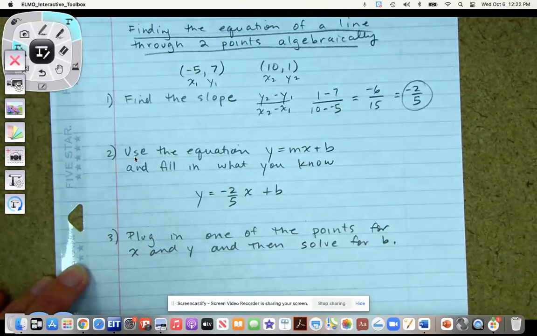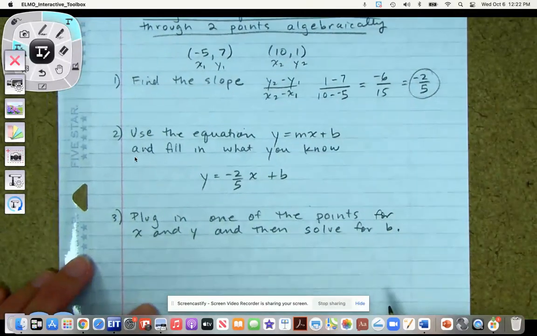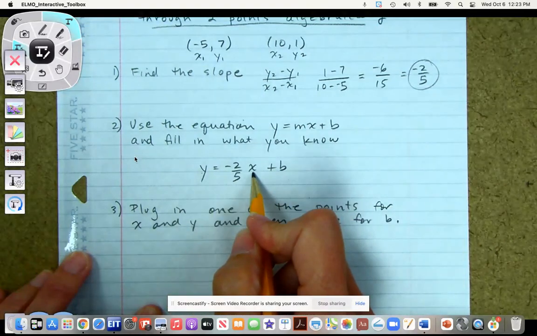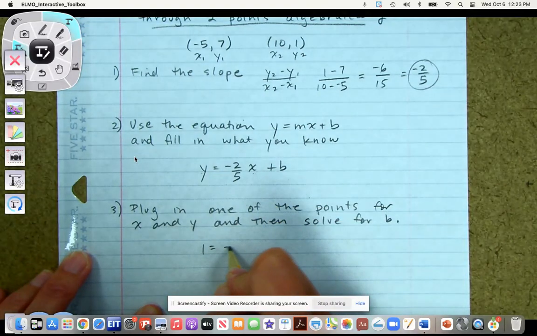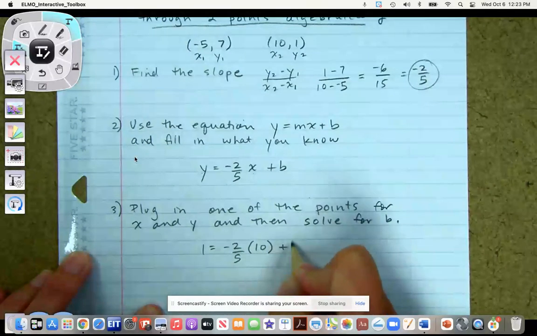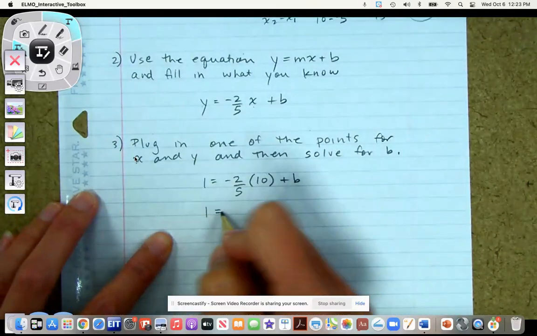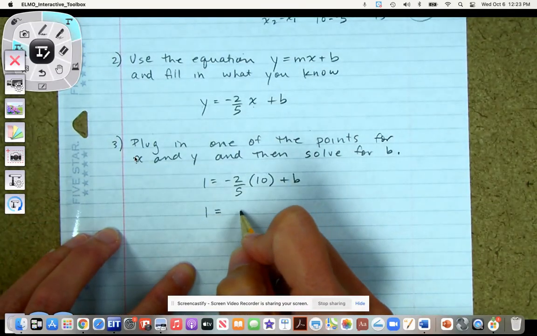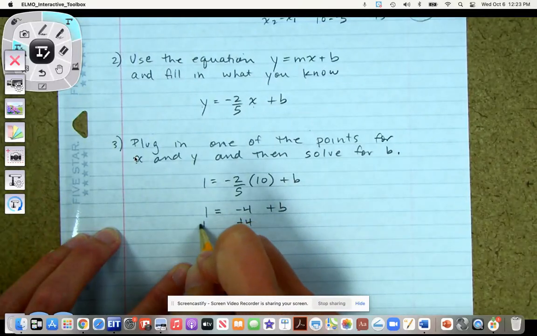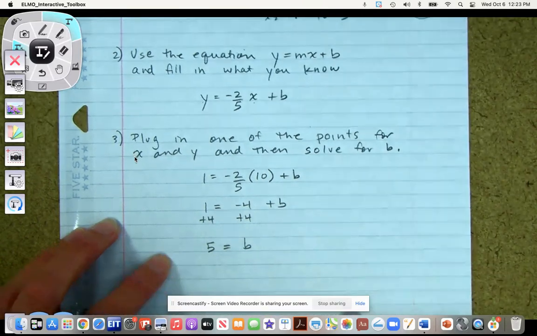Okay, so you can pick either of the 2 points that you want. I think I'm going to use 10, 1. So I'm going to replace y with 1 and x with 10. Okay, and then I'm just going to balance it out until I find b. So -2/5 times 10 is -4. I'm going to add 4. So 5 is equal to b. Okay, so now I've got my y-intercept.